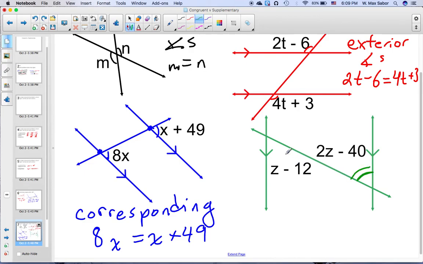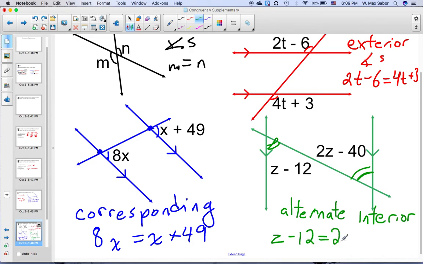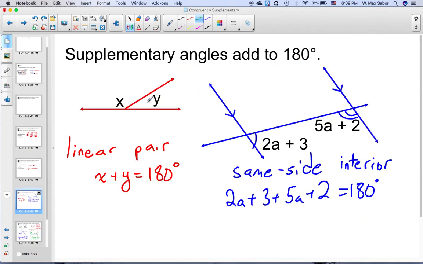Here we have angles that are on the opposite sides of the transversal, so they're alternate, but this time they're between the parallel lines, so they're interior, and we still say that they are equal measurements. So once you identify that they're congruent, you set them equal to each other. But if they're supplementary, you say that the two things add up to 180 degrees.